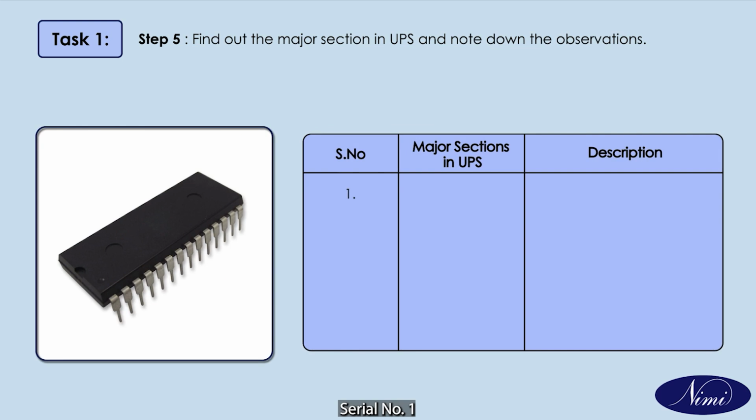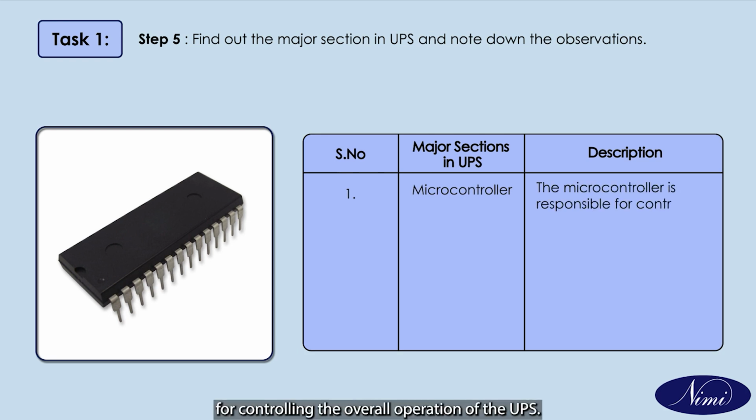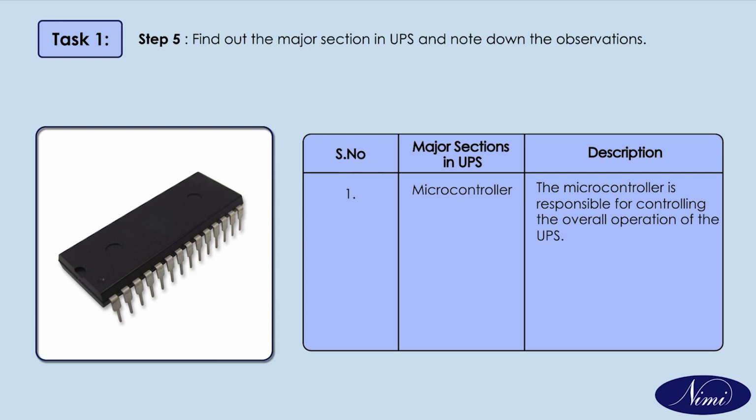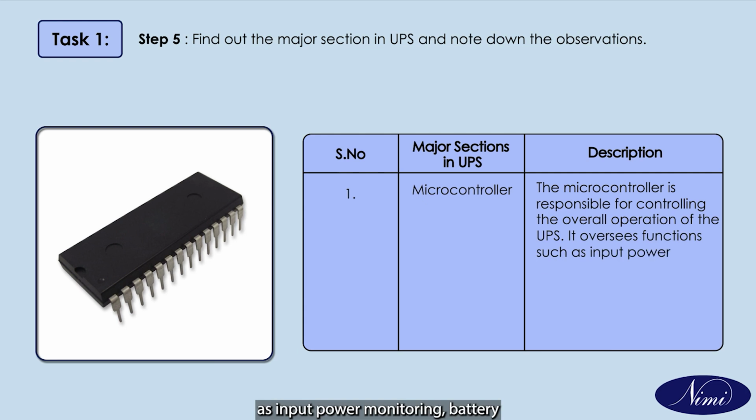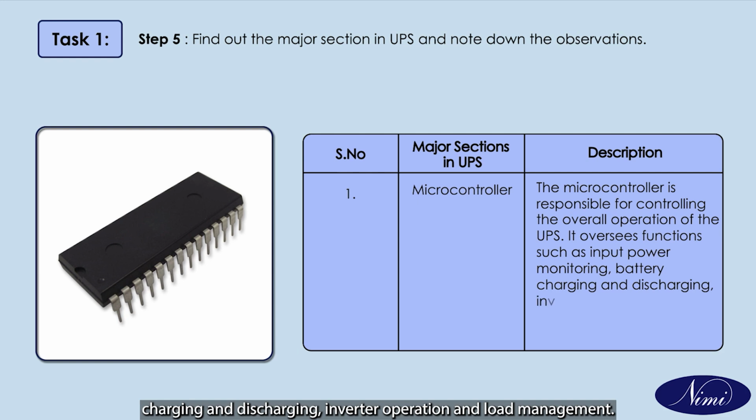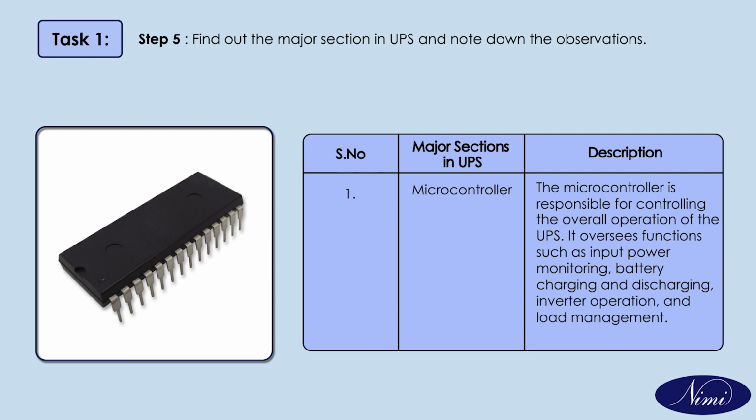Serial number 1. Major sections in UPS. Microcontroller. Description. The microcontroller is responsible for controlling the overall operation of the UPS. It oversees functions such as input power monitoring, battery charging and discharging, inverter operation and load management.